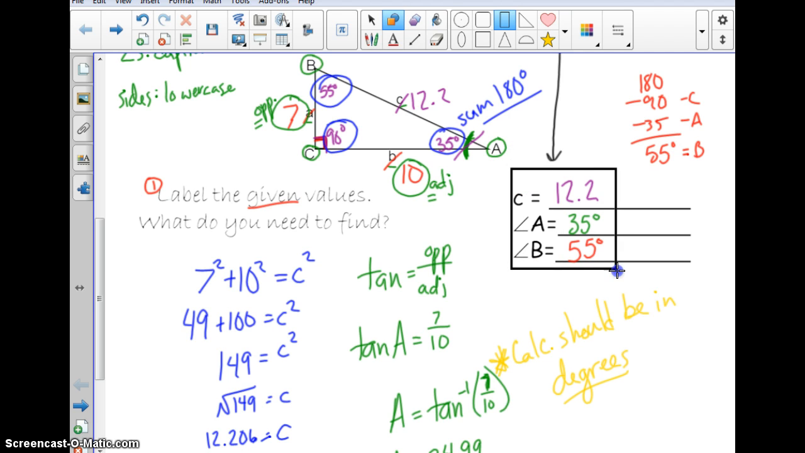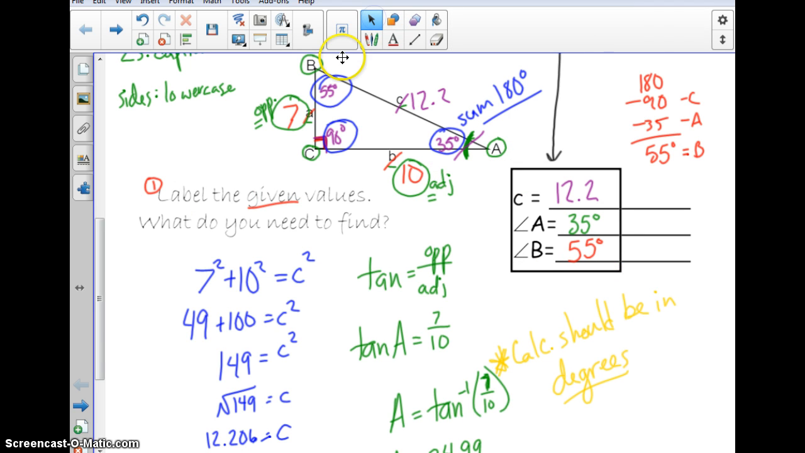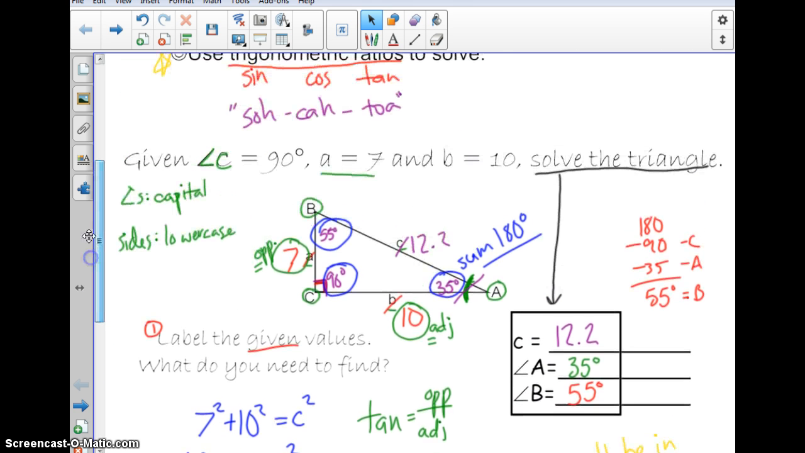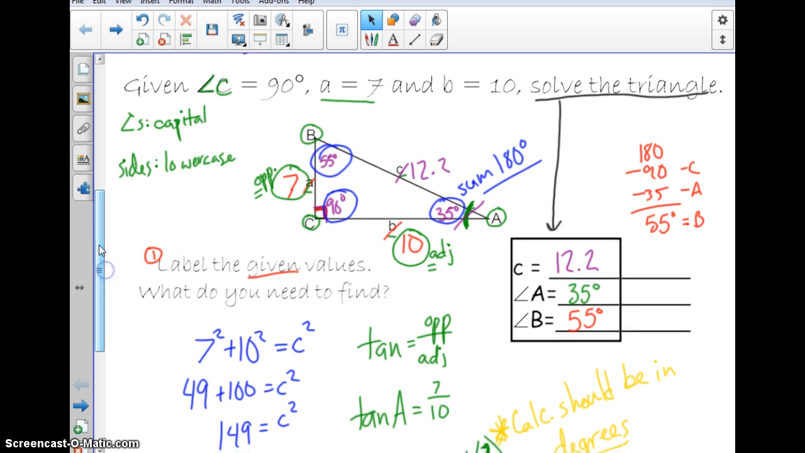And these are my answers. If I'm asked to solve, I want to make sure I have all three of those listed. Putting a box around them is very nice and easy for your teachers to find. And that's how we solve for a triangle, solving all the parts. Notice these methods work only for right triangles. Your trig functions and the Pythagorean theorem only work for right triangles, and so that's what we are starting with here today.